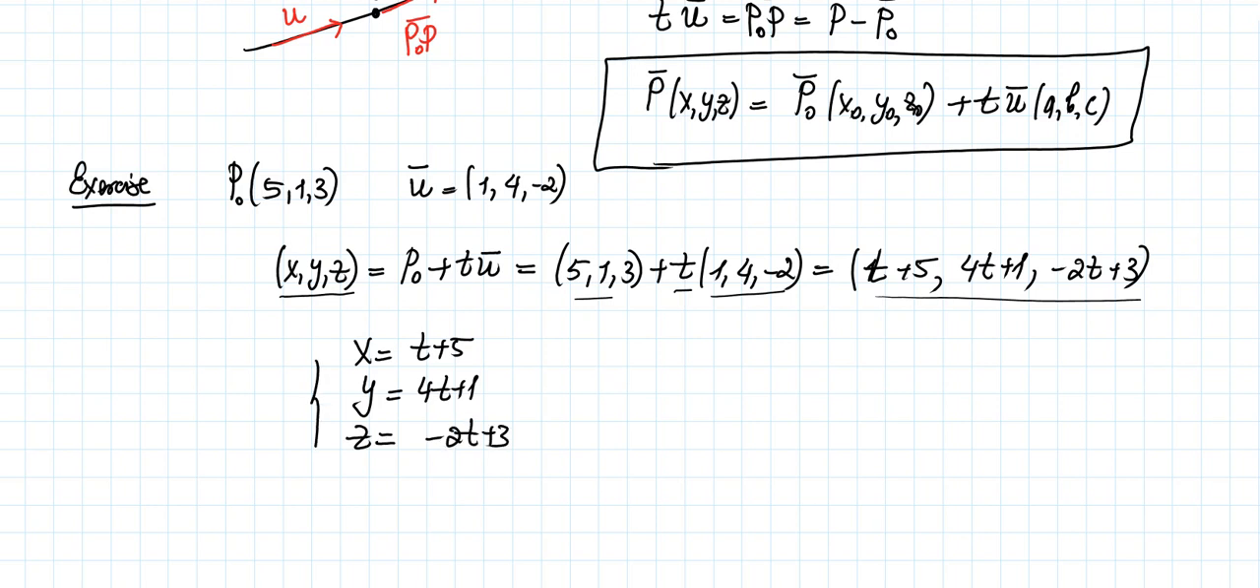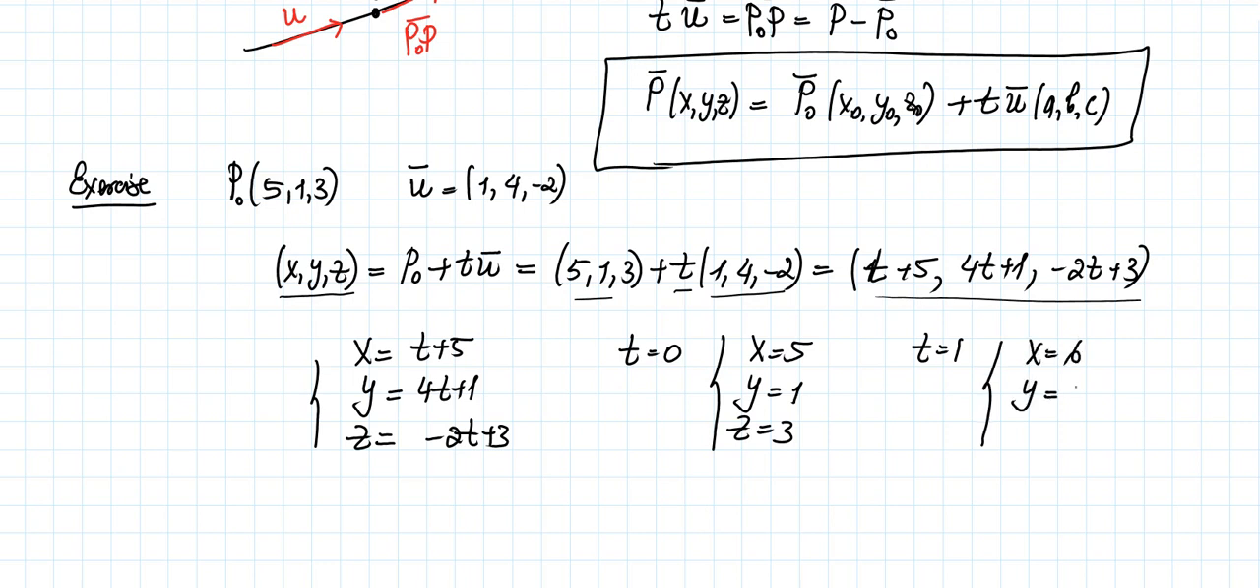For example, we can find a couple of points on this line. By setting T equal to 0, we can find P0, right? If you set T equal to 0, what is going to be the point? x is equal to 5, y is equal to 1, z is equal to 3. This is exactly the coordinates of P0, right? If you set T equal to 1, you can find another point on this line. It is going to be x equal to 6, y equal to 5, and z equal to 1. This is another point on this line.